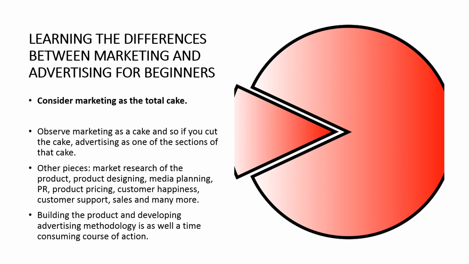The research part of marketing can take the best time, as it includes intensely becoming familiar with the patterns of citizens towards the product. Building the product and developing advertising methodology is as well a time-consuming course of action. Merely pieces that have reduced time are doing advertising and sales. Marketing can easily even be observed as a structure somewhere between customers and the company.